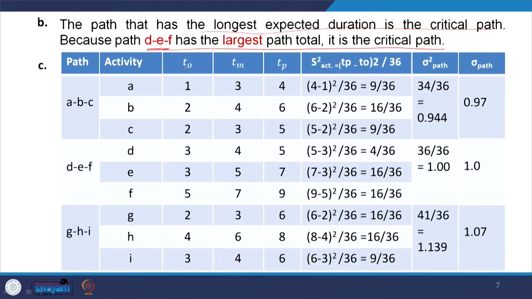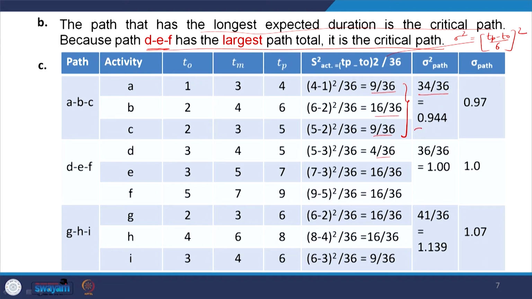So, the formula, if you remember, was (Tp minus To) divided by 6, the whole square, that is the variance or sigma square. We have calculated the variances for each activity, for activity A, B, C, D and so on. And then for a particular path ABC, if I add up the variance of these three, it will give me the variance of path ABC.